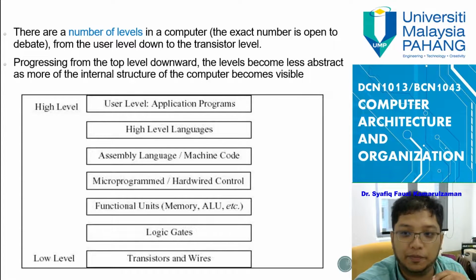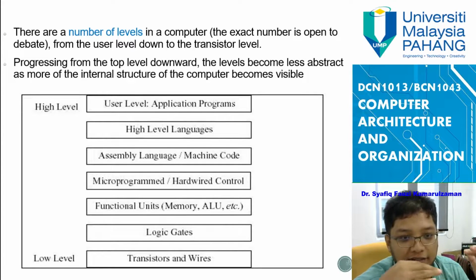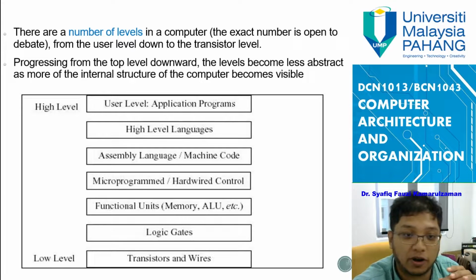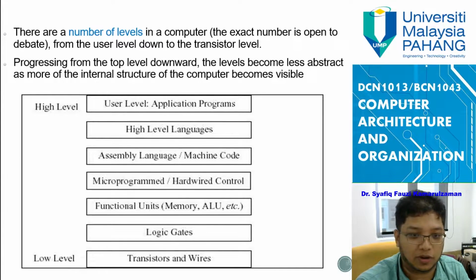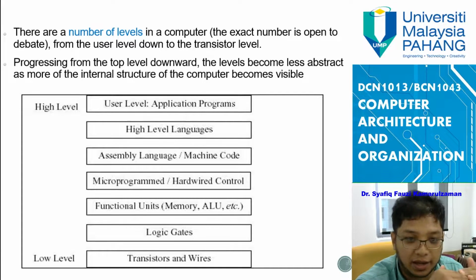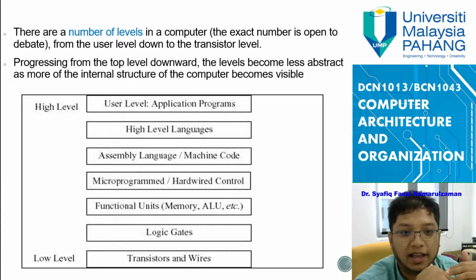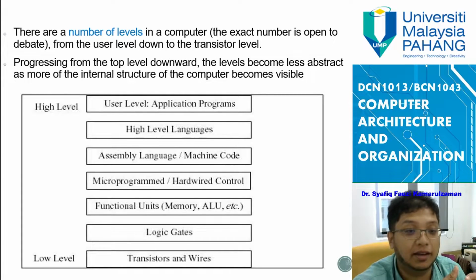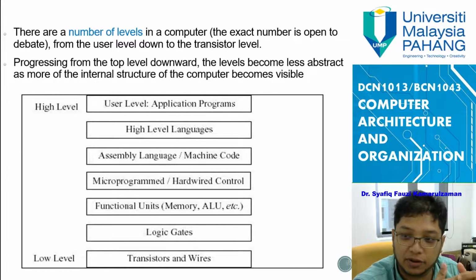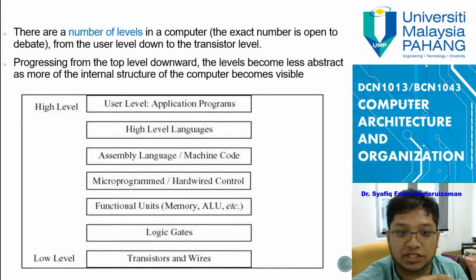As for example, in the slide here, the highest level is where you have the application programs, the ones where you create things, do your creative work, watch movies. Everything is at the application level. A little bit below is high level languages, where you have the programming of the computers involved. You do the coding, everything to create the programs.